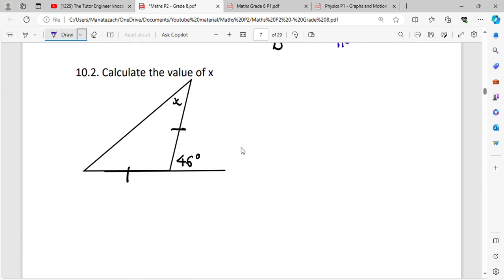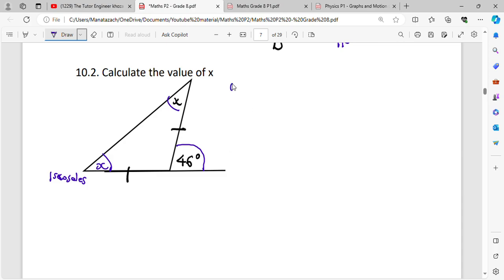Let's go over to 10.2. Calculate the value of x. We're also dealing with an isosceles triangle. So this one will be x, since these two lines are equal. The reason is we are dealing with an isosceles triangle. Okay, and then from here, you can determine the value of x by saying 46 degrees is an exterior angle.